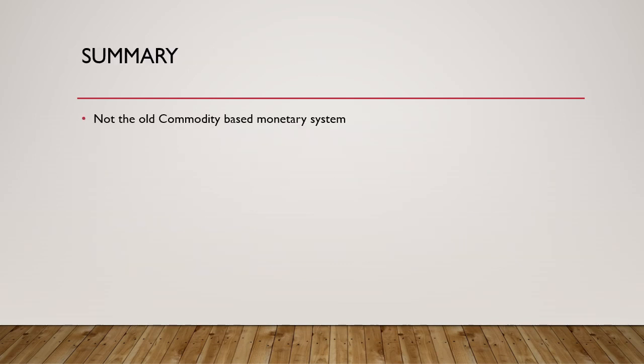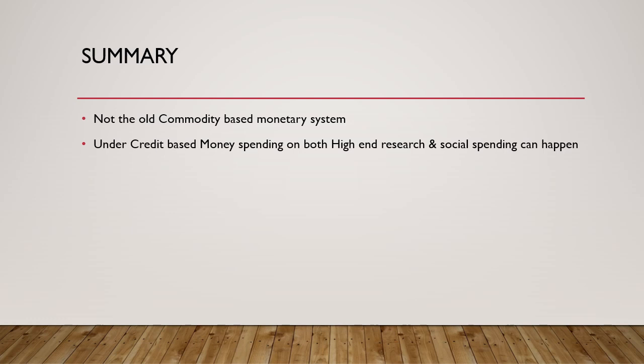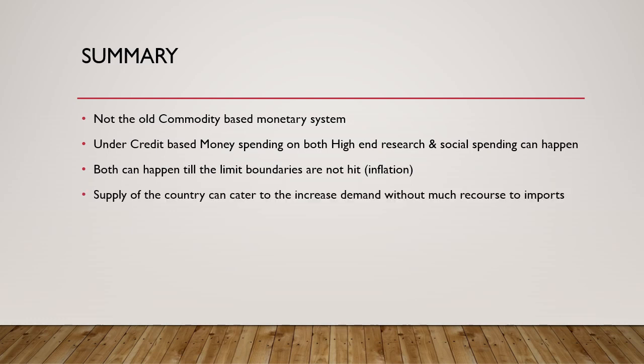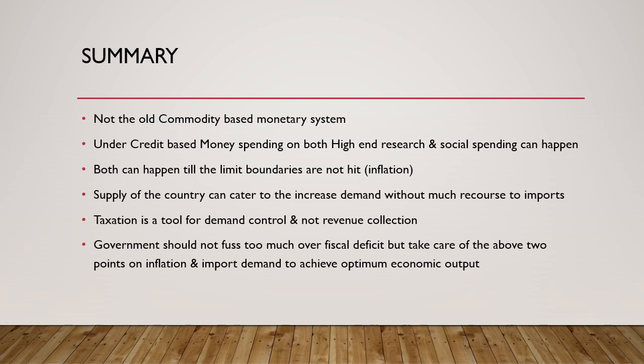So let's summarize now. We are not in the old commodity-based monetary system. Under the new credit-based monetary system, both high-end research and social spending can happen. So both can happen till the boundary limits, or in other words, till inflation is hit as far as the factors of production are concerned. Also, the supply of the country has to be able to cater to the increased demand without much recourse to an increase in imports. Taxation is a tool for demand control and not really revenue collection. And so, the government should not fuss too much over the fiscal deficit. Having said that, it should take care of the above two points related to inflation and import demand in order to achieve optimum economic output.